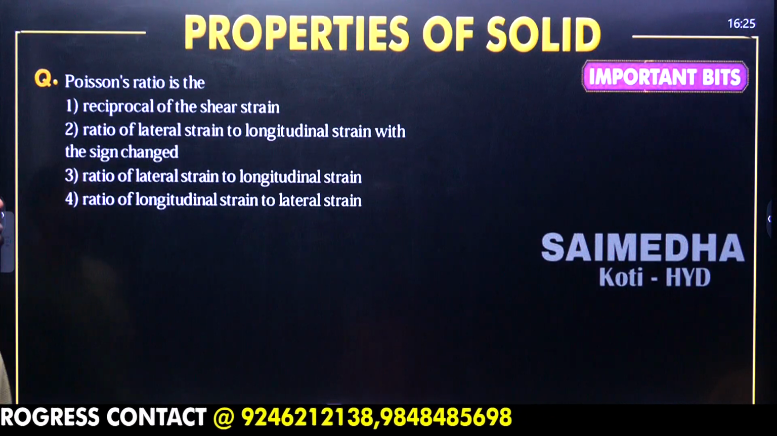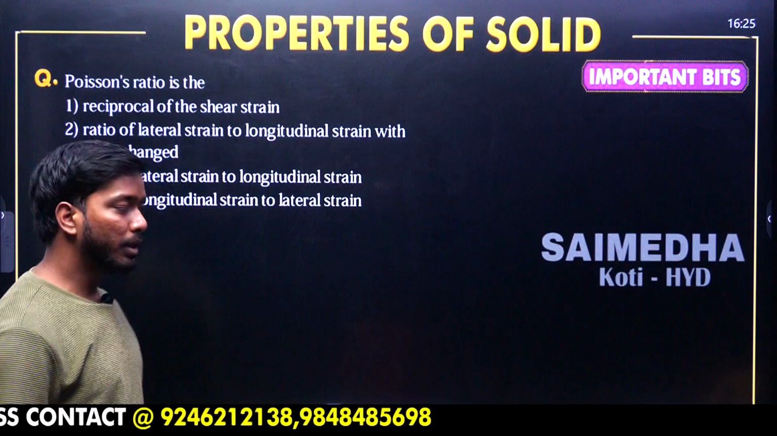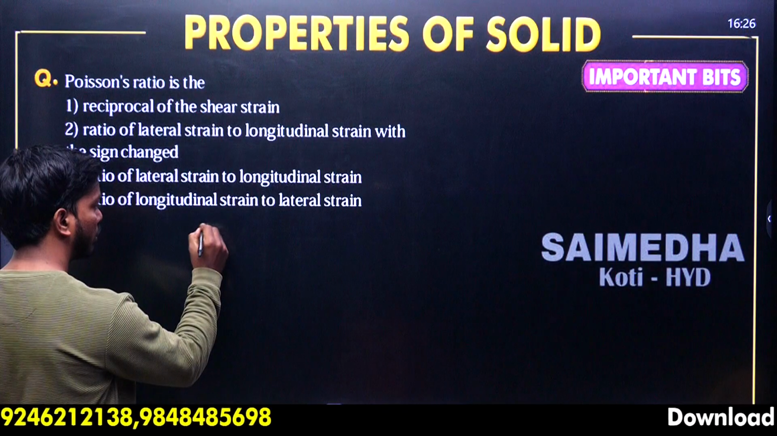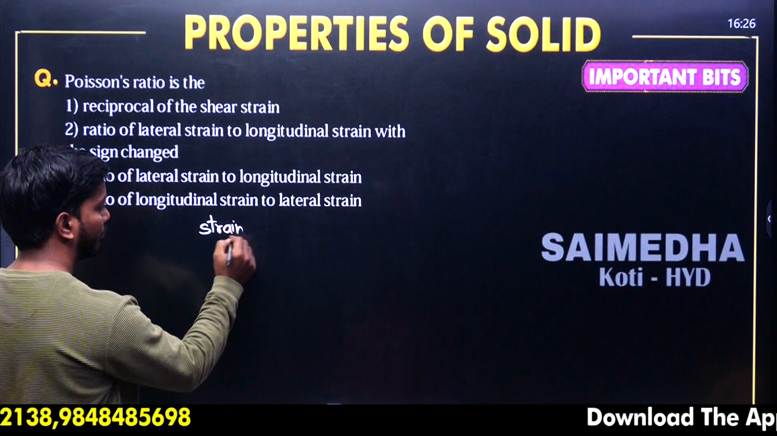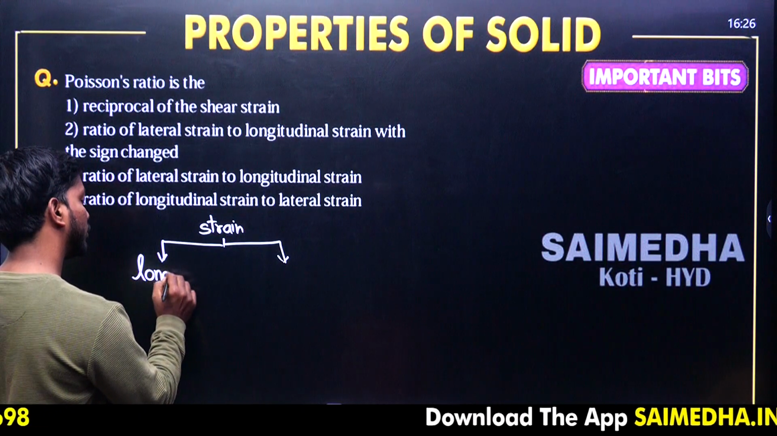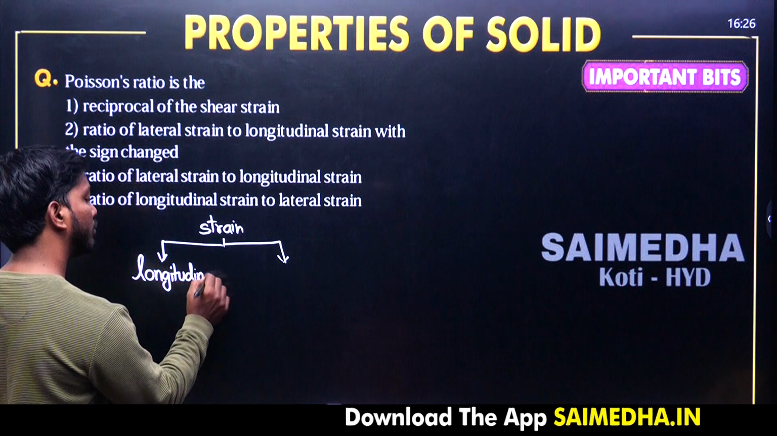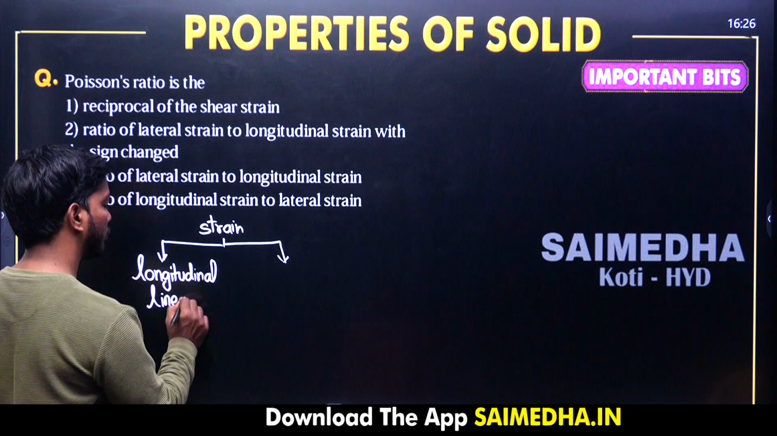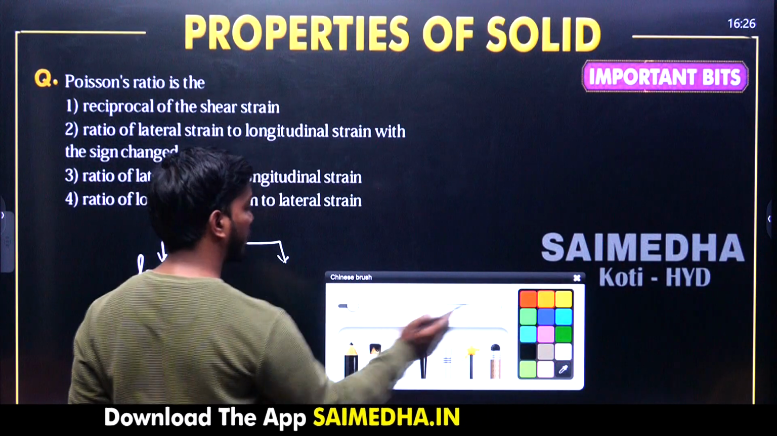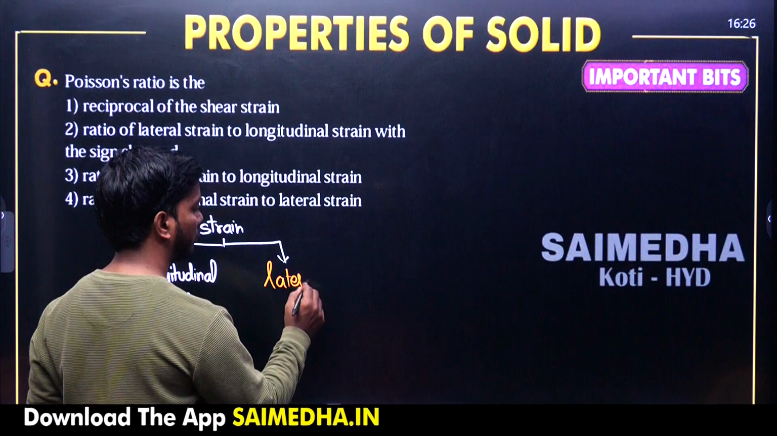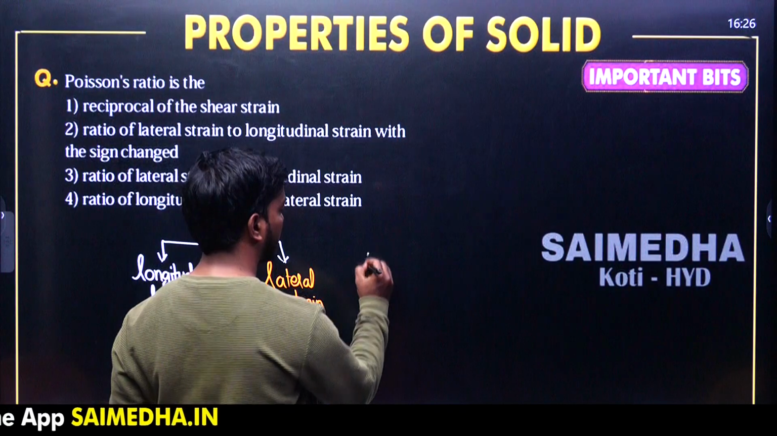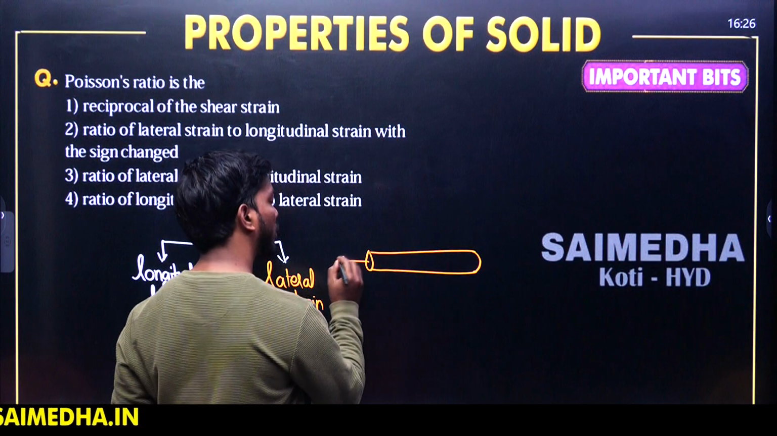Next, Poisson's ratio. We discussed strain. In strain, we have two types. One is longitudinal linear strain, and the second one is called lateral strain. Okay, suppose this is a cylinder and now I am applying the load.